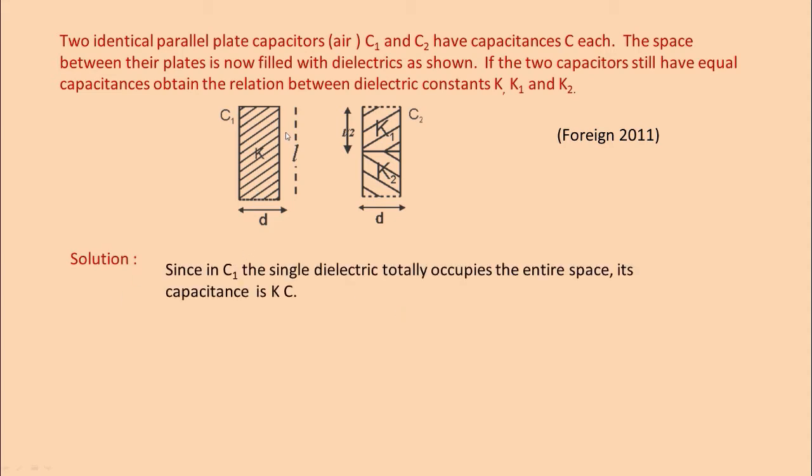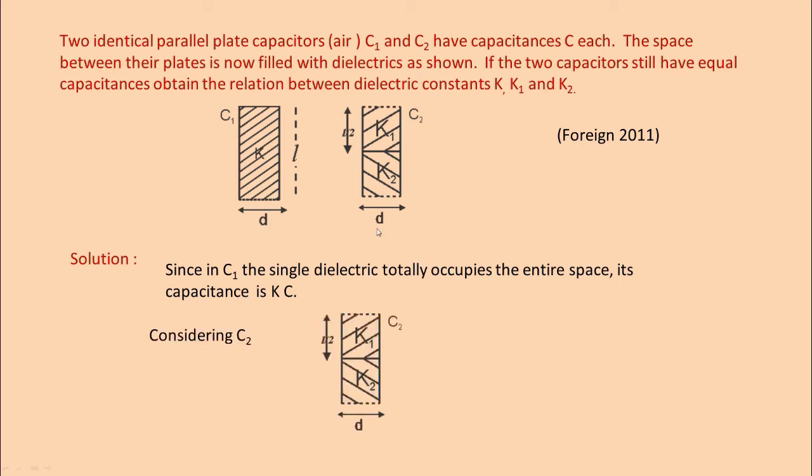C1 is simple capacitor. You fill it up with a dielectric totally, with a dielectric whose dielectric constant is K. Therefore, K times C, because its capacitance is C, you fill it with a dielectric K. So, the capacitance of the first capacitor C1 after you fill this with a dielectric is K times C. This is easy, direct. Now, we have to consider the second capacitor C2. What will be its capacitance? You have to find out. Then, equate the two capacitances after the introduction of the dielectrics.